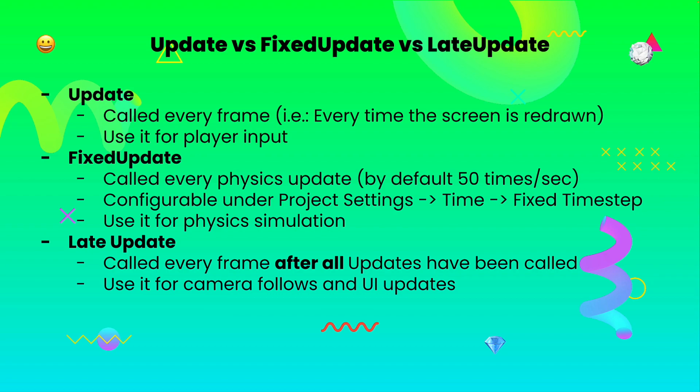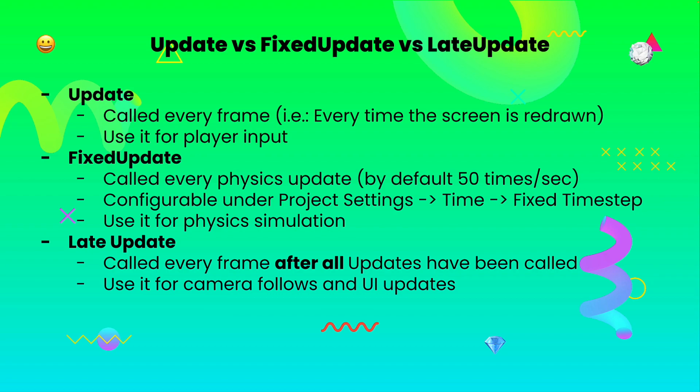This is ideal to use with camera follows and UI updates, because once you get into a late update, you're sure that your world state is not going to change. All the game objects have moved, all the scores have been tallied, so if a camera needs to follow an object in late update, you're sure of that object's position. If you need to update the UI over the score or time, you're sure that's not going to change anymore on the late updates.